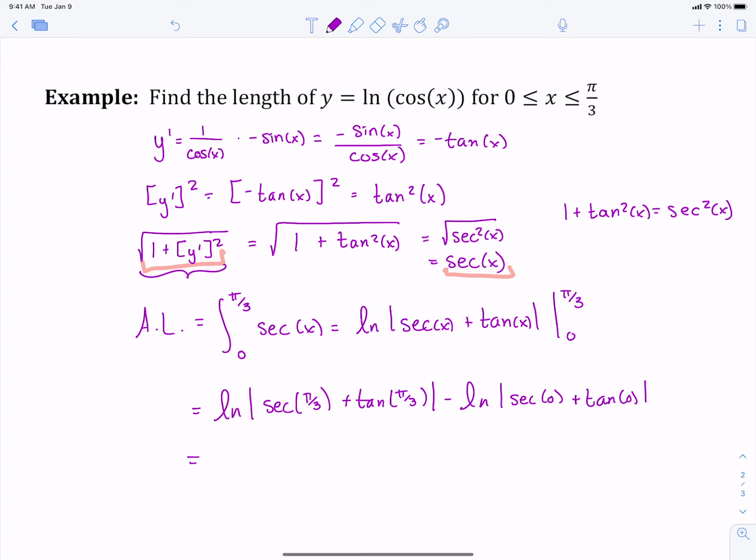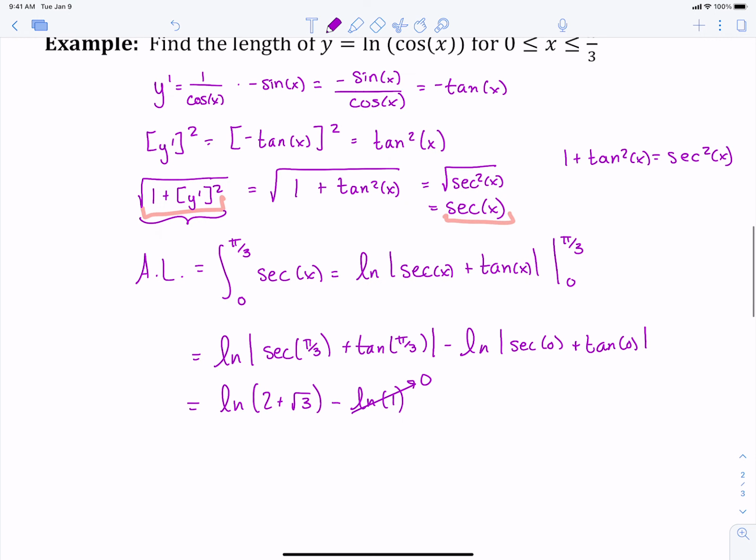There we go. So with the first one, we get the natural log of 2 plus the square root of 3. I can lose the absolute values because both of those things are positive. And then minus, we get 1 from secant of 0 plus tangent of 0. So natural log of 1, that is 0. And so we get the natural log of 2 plus the square root of 3, and this is approximately 1.3170. I wrote this to 4 places because Newton Alta is going to have you approximate a lot in this section, and 4 places is usually what it asks you for.